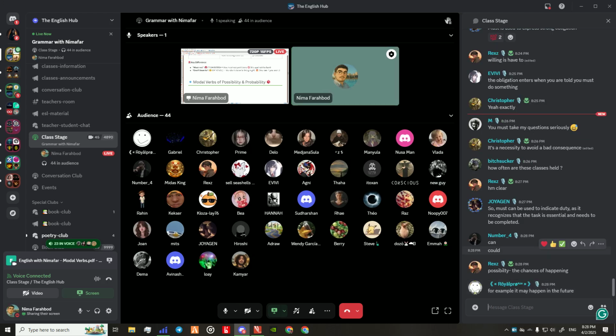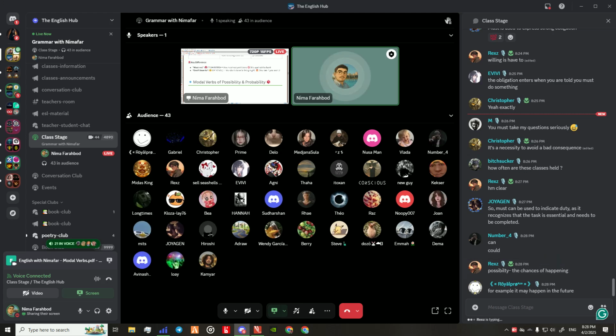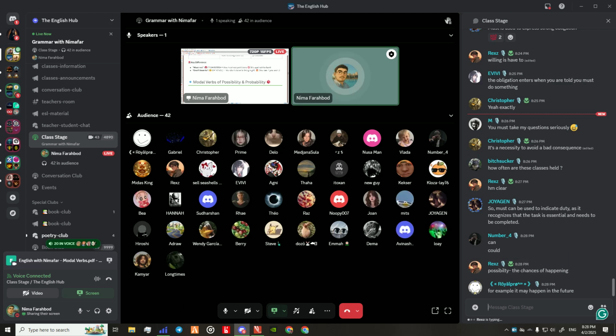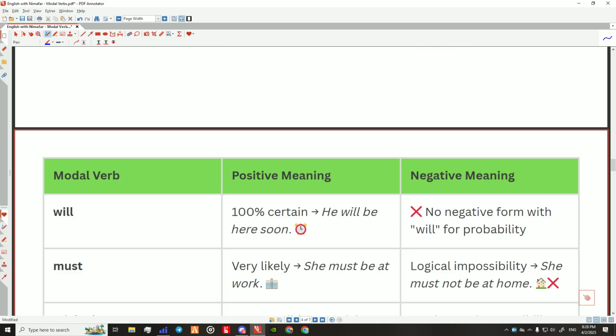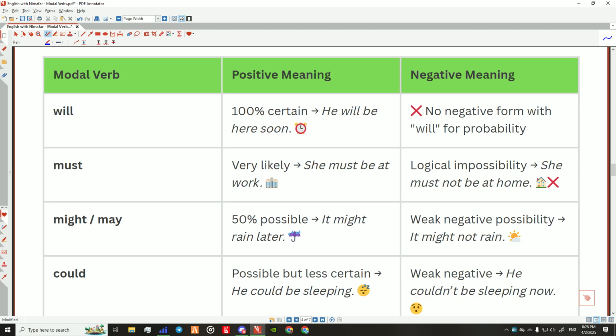Yes. Can, could. Possibility, the chances of happening. Okay. For example, it may happen in the future. That's nice. What about others? You have 43 people, means 43 answers. Very good. Probability and possibility. Let's check them out. Again, we have another table. We have will. 100% certain. He will be here soon. I know that. He will be here soon.